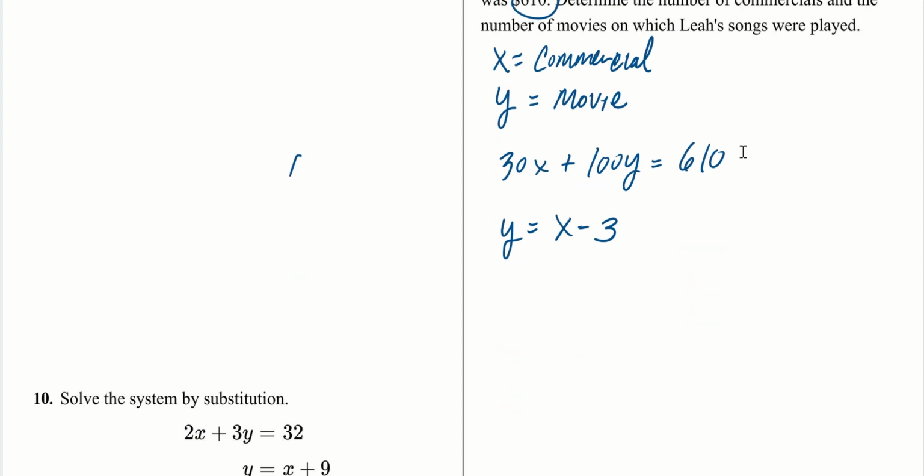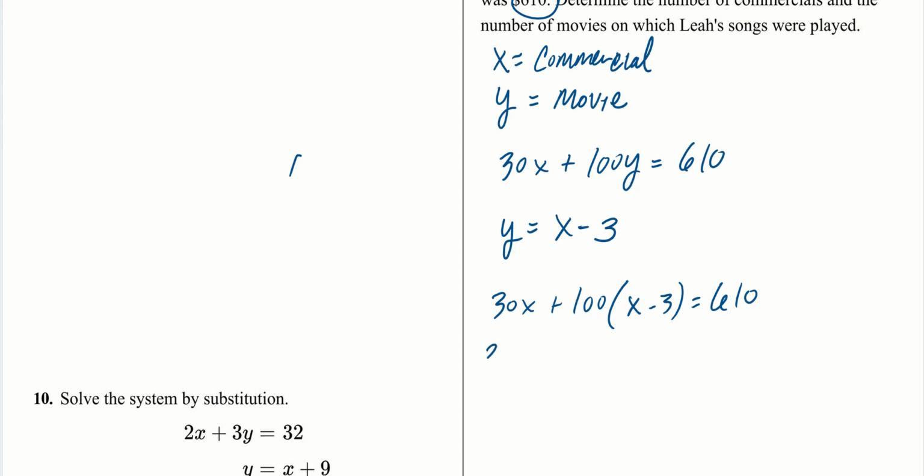How would we solve this system that we just came up with? Well, substitution would be the best way because I already know what y equals. So I can write 30x plus 100 times (x minus 3) is equal to 610. And now we just do the algebra. Sorry, it's x minus 3. Something didn't seem right. There we go.